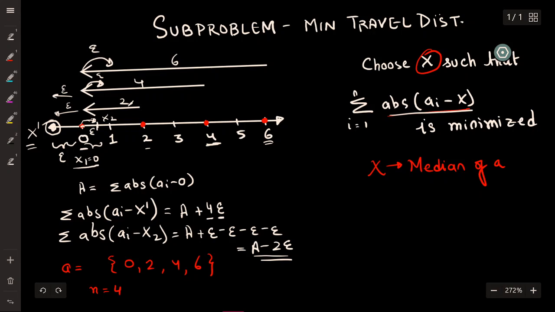As you see, as we go towards the left of 0, the distance that we have to travel is increasing, but as we go towards the right of 0, the distance is decreasing, and this value will keep decreasing until we reach the median, in this case 2 and 4, because the number of points is even. This is a nice intuitive way to see why, to solve this sub-problem, x is the value such that the summation of the absolute value of ai minus x is minimized. x is the median of array A.